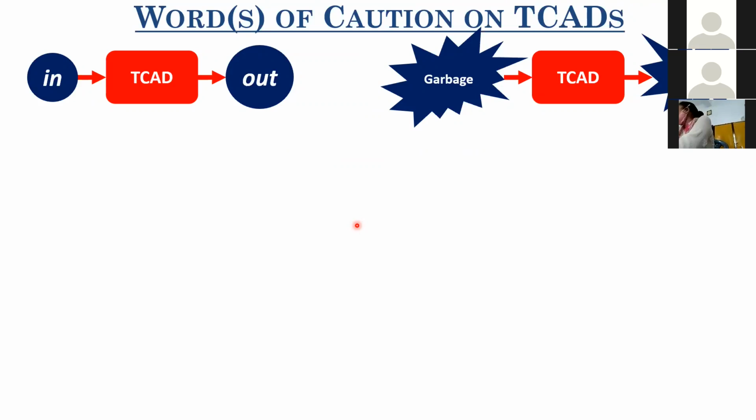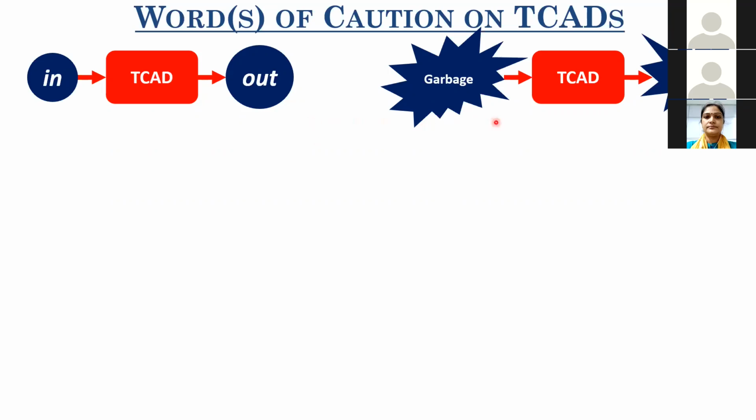So now, some words of caution on TCAD. TCAD is like a black box. You give it some input, you get some output. This black box is configurable. I mean, you can configure it by defining appropriate model parameters and appropriate solver techniques. But it's like a computer. It hasn't got any brain of its own. Whatever you give it as input, it will generate some output corresponding to it.